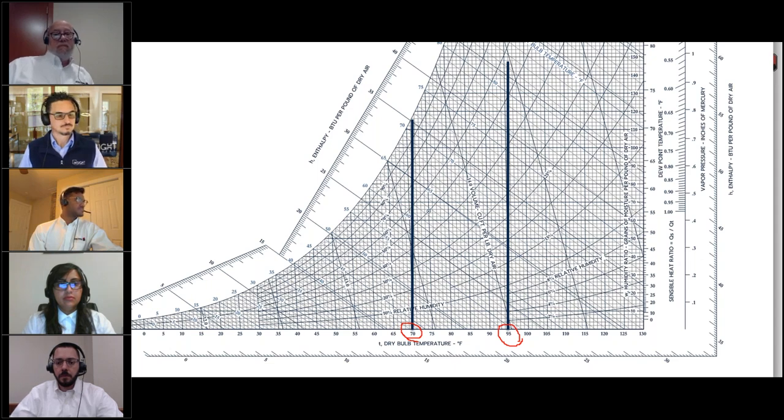Tony, can you hear us? Yep. I don't think we will talk about apparatus dew point until much later. That doesn't come in this session. This is really Psychrometrics 101 at this point. Okay, great. Let's move on to the next one.